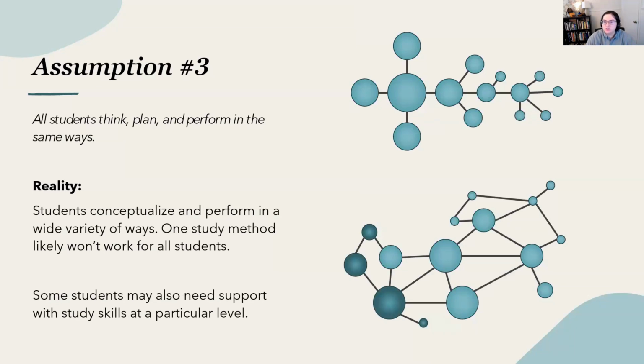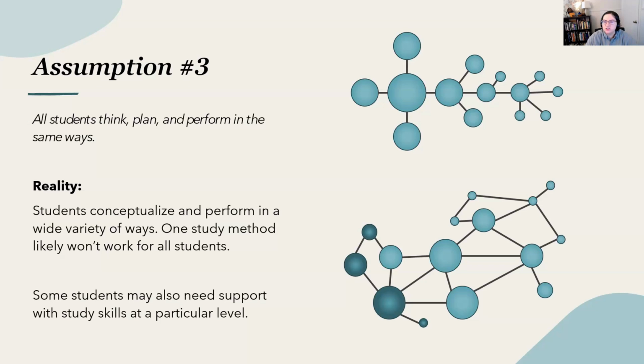Assumption 3 is that all students and all people think, plan, and perform in the same ways. We often hear about one-size-fits-all study strategies, graphic organizers, or metaphors for explaining content that try to appeal to this one way of thinking, often one that is a convention for a specific discipline. But students conceptualize and perform in a variety of ways. One study method likely won't work for all students because they process information differently.